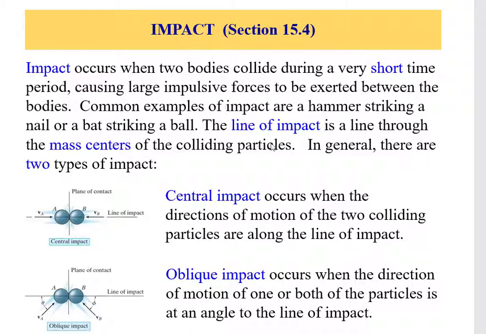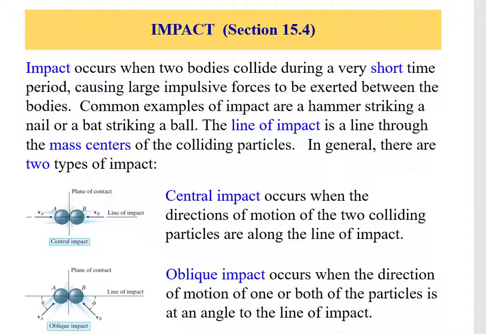We want to define the line of impact, which is a line that passes through the centers of these masses. So let's say we have a mass A and a mass B. The line that passes through their centers is called the line of impact. And the line perpendicular to that line of impact is called the plane of contact. This is important because the line of impact is where the coefficient of restitution equation and also the conservation of momentum could happen.